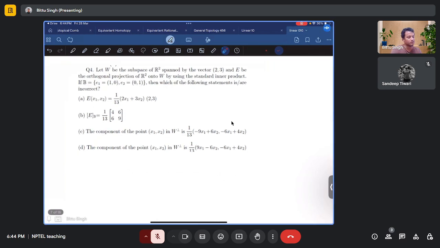Okay, so let us see the next question here. W is spanned by the vector (2, 3), and again E is the orthogonal projection of R2 onto the subspace W. The standard inner product is considered. Now there are two vectors E1 and E2. Then which of the statements is correct?